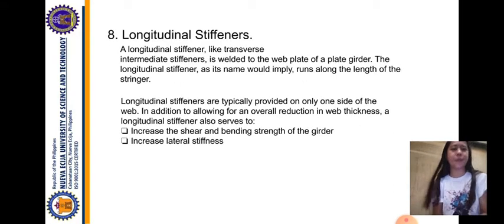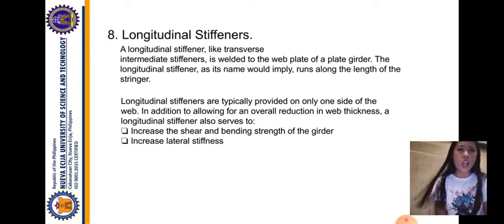Number 8. Longitudinal stiffeners. A longitudinal stiffener, like transverse intermediate stiffeners, is welded to the web plate of a plate girder. The longitudinal stiffener, as its name would imply, runs along the length of the stringer. Longitudinal stiffeners are typically provided on only one side of the web.